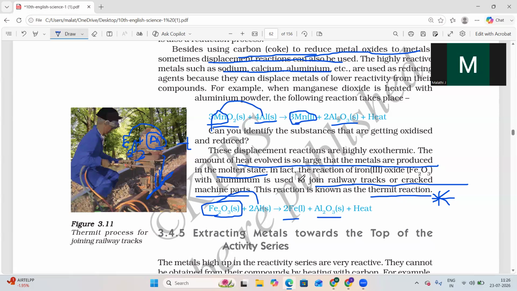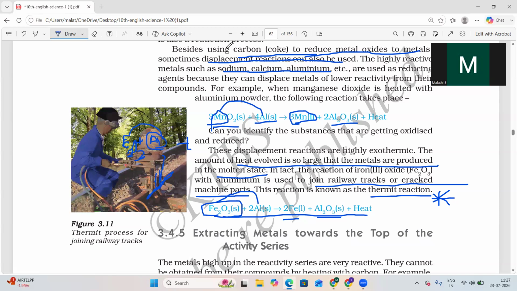They may ask why we use this reaction. You should write the Thermit reaction. If they ask, you write: iron oxide reacts with aluminium to give iron, then aluminium oxide, and excess heat is released. Why do we use this reaction to weld railway tracks? Because a large amount of heat is released, so we use it to join the railway tracks. It liberates more heat. This is very important.